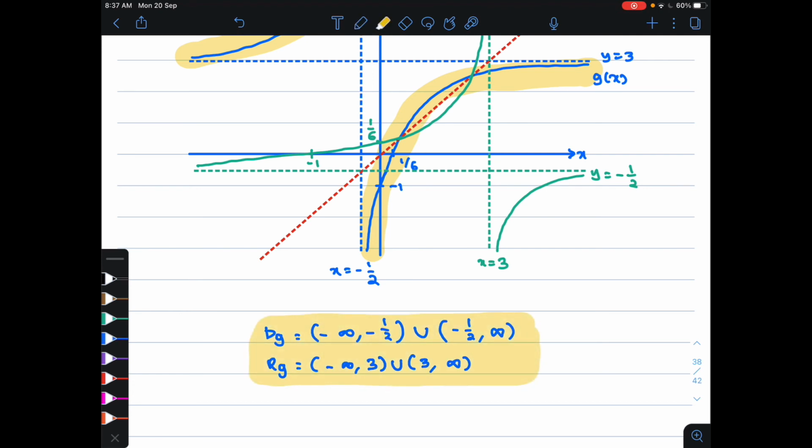So what about the domain and range for G inverse? Domain of G is always equal to range of G inverse. Range of G is always equal to domain of G inverse. And that's how you find domain and range of both functions.